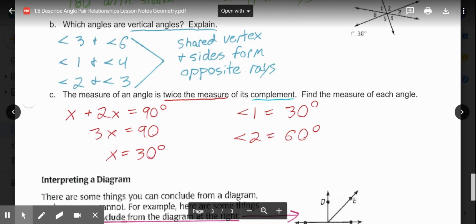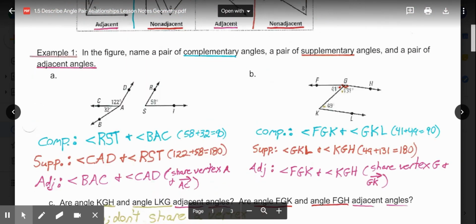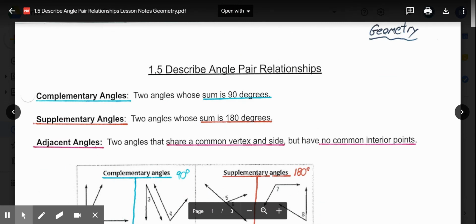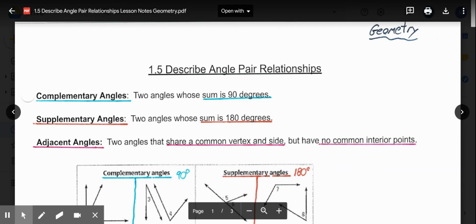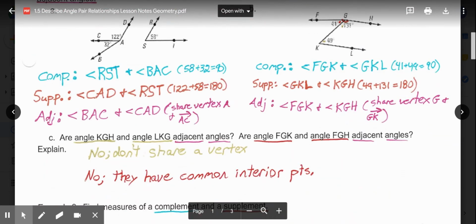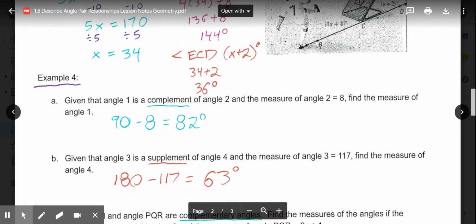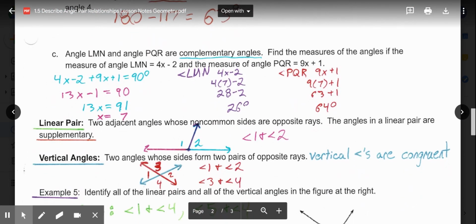So again, going back to the main idea of today's lesson, the main idea are these angle pair relationships, which boil down to complementary angles, supplementary angles, adjacent angles, and then linear pairs and vertical angles.